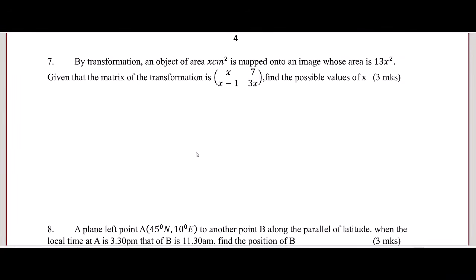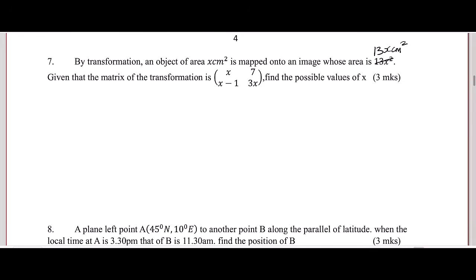Question 7. By transformation, an object of area x centimeters squared is mapped onto an image whose area is 13. Something is missing here, the typo error. This one is supposed to be 13x centimeters squared. Take note of that. So by transformation, an object of area x centimeters squared is mapped onto an image whose area is 13x centimeters squared. Given that the matrix of transformation is given there, find the possible values of x.